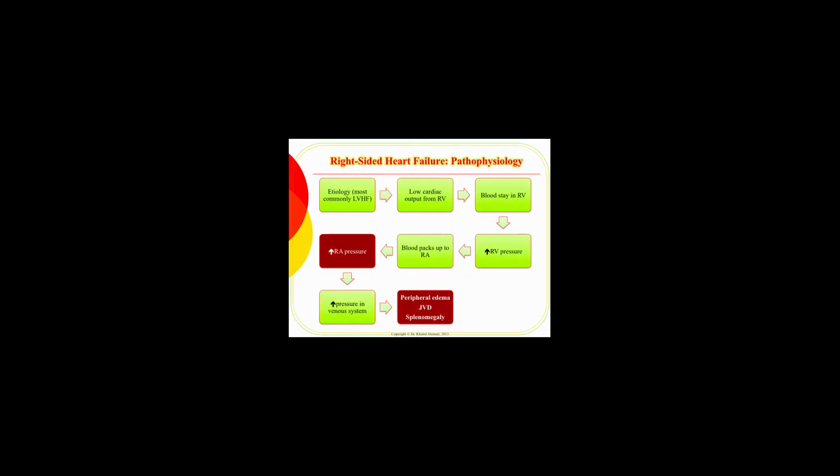This time the edema will be peripheral edema. So this is one of the major differences between right-sided versus left-sided heart failure. In left-sided heart failure, mainly a patient will show pulmonary symptoms because of the pulmonary edema. However, in the right-sided, it will be the peripheral edema, hepatomegaly, splenomegaly, JVD. So mainly the symptoms will be more of a systemic, peripheral, and venous congestion.